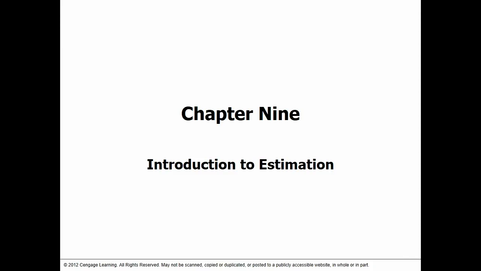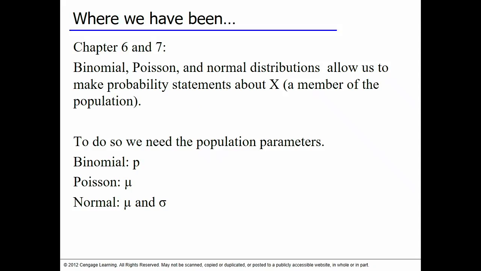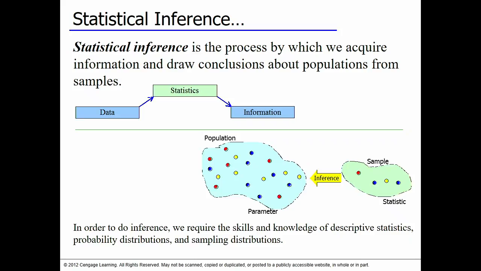Okay, so we started last class talking about estimation. As you guys know, there are 2 forms of inferential statistics: estimation and hypothesis testing. The first thing we're going to cover is estimation. In estimation, we take a sample statistic and make an inference about a population parameter. Remember, that's what statistical inference is all about. We take data, apply statistics, and try to get information.